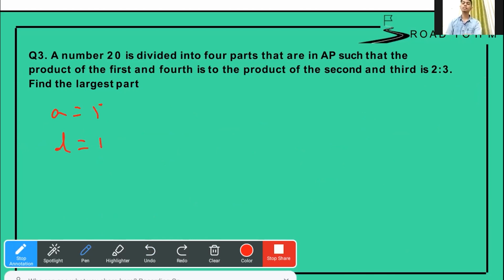We need to find the largest part, that is a4. So a plus 3d. Remember, a plus 3d, right? Yeah. 5 plus 3, 8. Great. Yes, we've solved question number 3 as well.